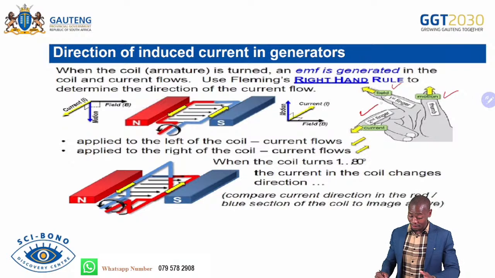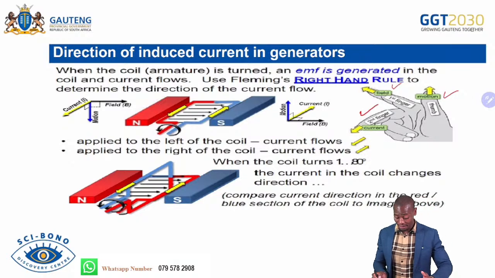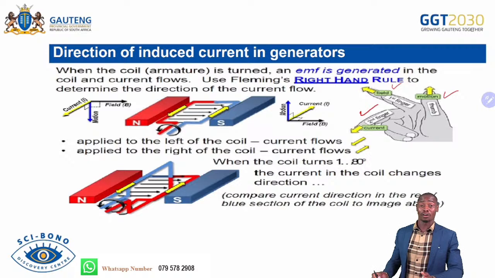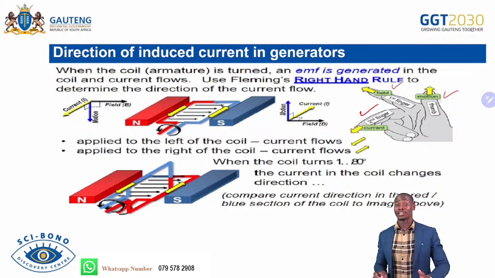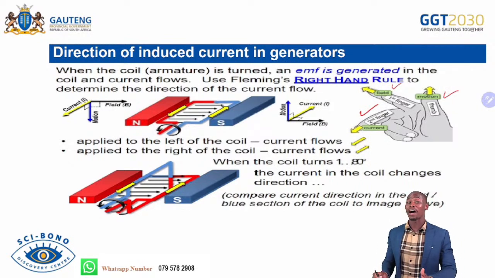Then the middle finger is the direction of current, whether the current is in or out. The index finger is the direction of the magnetic field. Wherever your index finger is pointing, it should point to the south pole, right? And then the thumb is in the direction of the force, whether the coil will move up or down. So we use Fleming's right hand rule for generators, right?